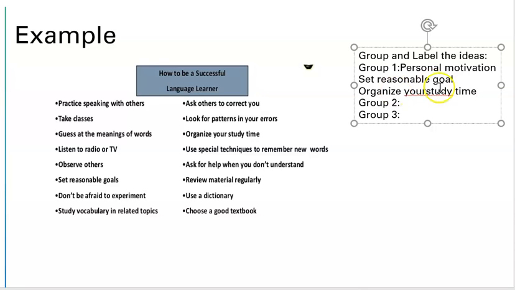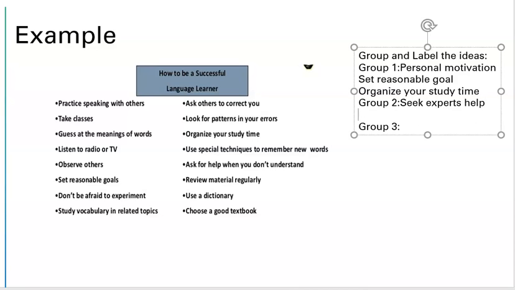Now let's see what we can do for the second group. What second label can you come up with? Look here. Ask for help when you don't understand. What can this come under? Or ask others to correct you. Probably this can be under seek experts' help. When you seek expert help, people who are really good in the language, then you can be a successful language learner. So now we can group this and place the ideas here.